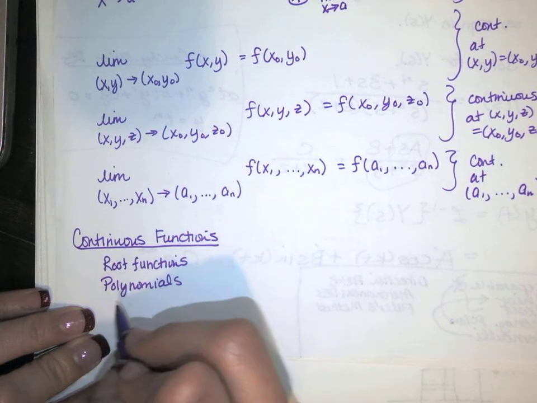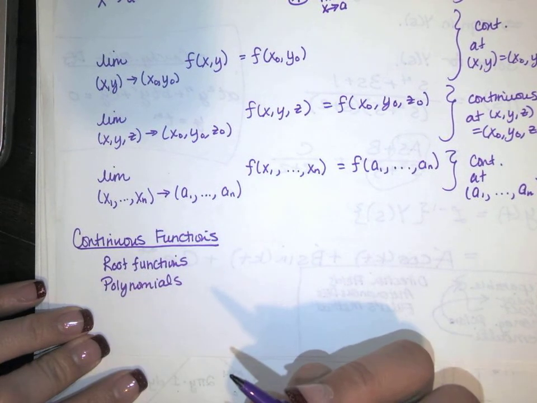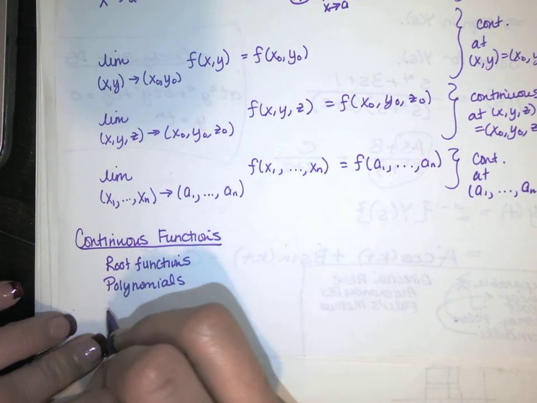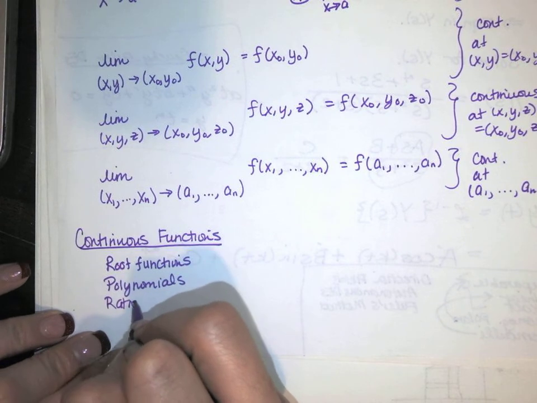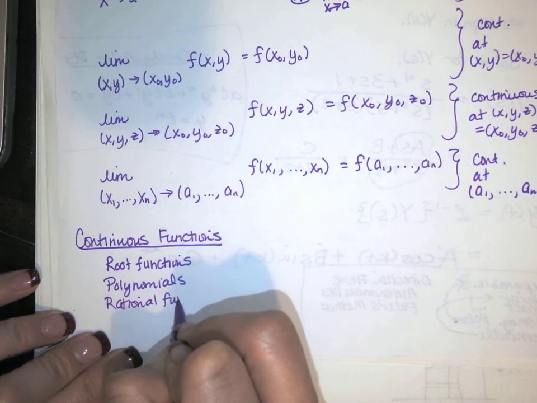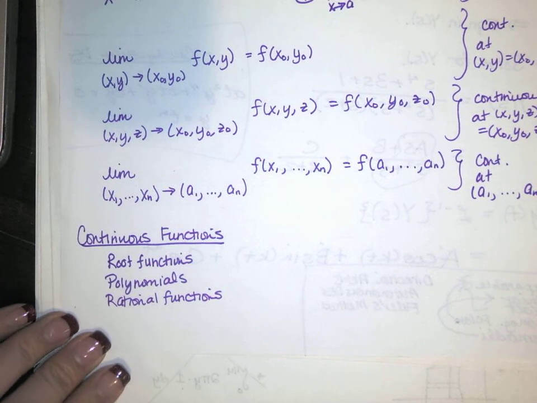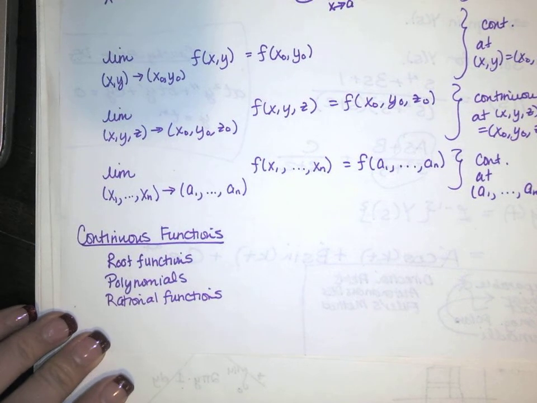continuous. So those are positive powers of x and y and z and any other variable we want added together and multiplied by constants. Those are polynomials. Rational functions, that's a polynomial divided by a polynomial. Those are continuous as long as the denominator is not 0. The denominator is not 0 on its domain.